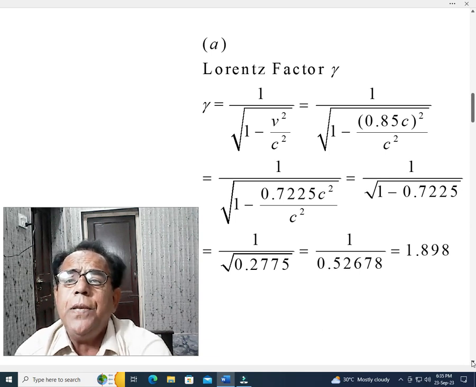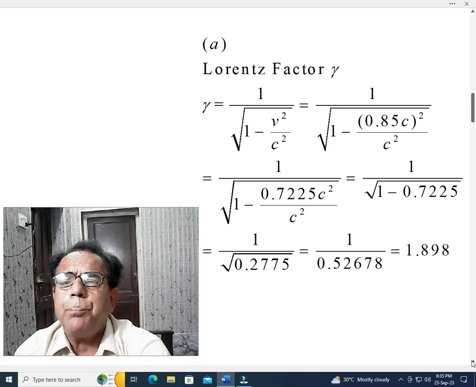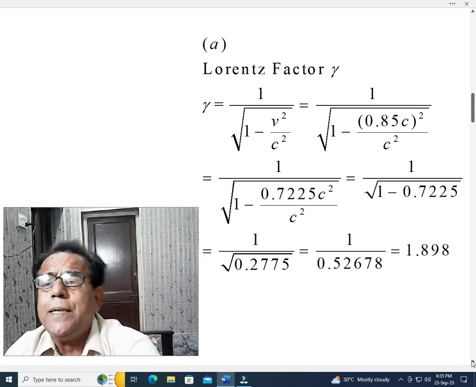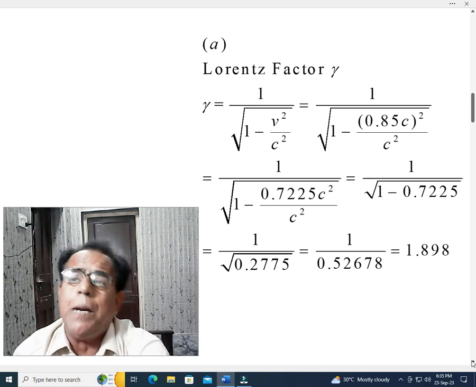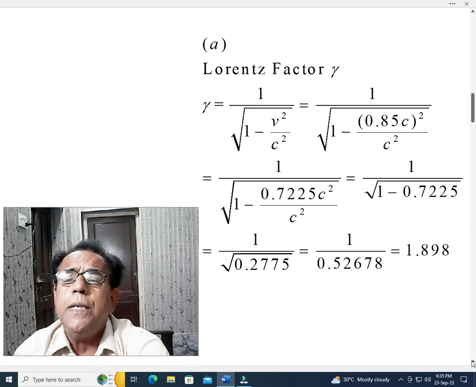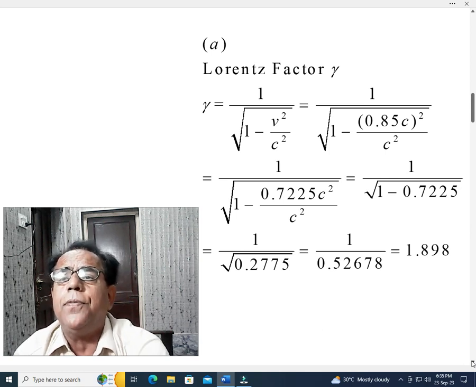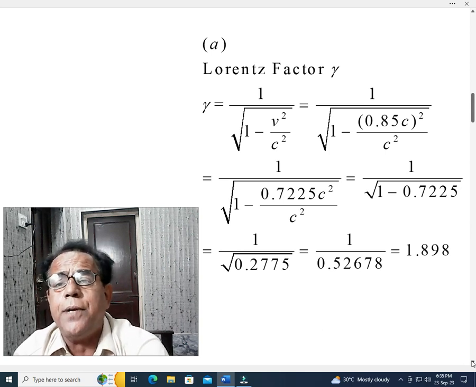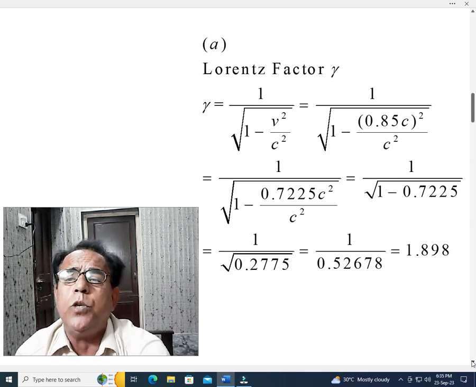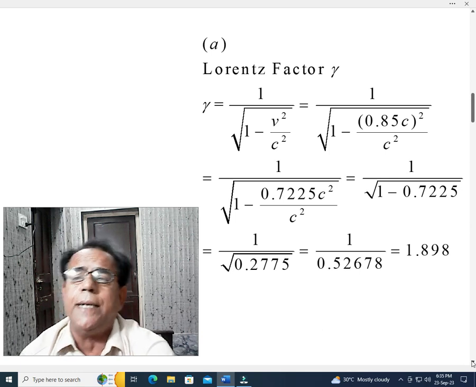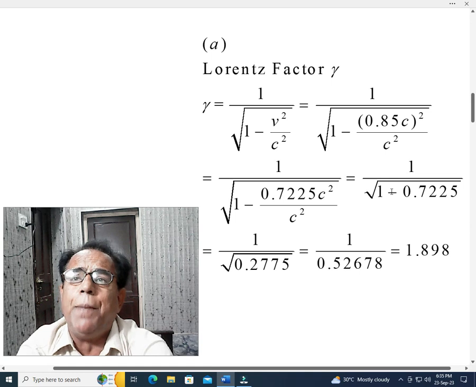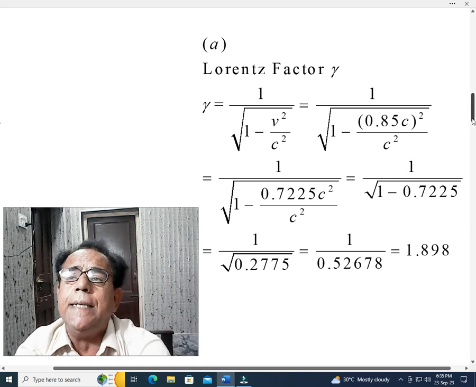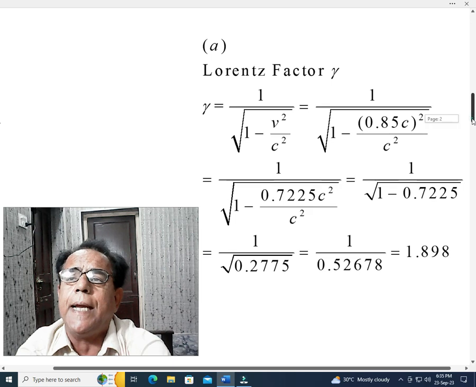When we subtract 0.7225 from 1, it results in 0.2775. In the next step we have taken the under root of this value, which is in the denominator. So it becomes equal to 1 over 0.52678. This alternatively becomes equal to 1.898. So the first value, that is gamma, the Lorentz factor, has been found, and it is equal to 1.898.